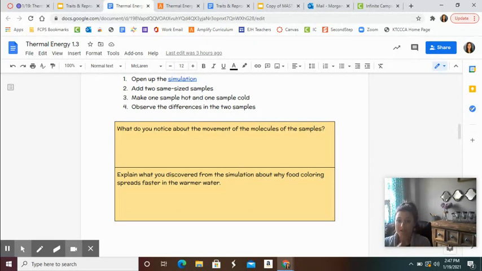Why did that food coloring spread faster in the hot water and slower in the cold water? What did the movement of those molecules have to do with spreading that out? And so that's what I meant by we're kind of connecting the idea. So you're going to write that here.